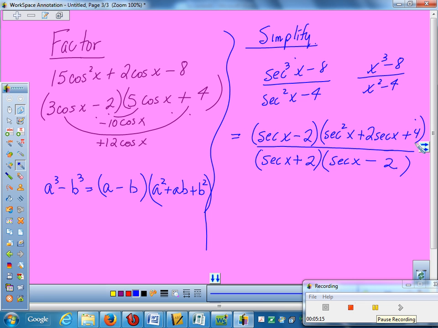And if you'll recall, this trinomial will never factor farther. You'll never have to factor it. Now, what will cancel? We can ditch the secant x minus 2. The rest of it will not break down any farther, so I'm sorry, we're stuck with the rest of it.